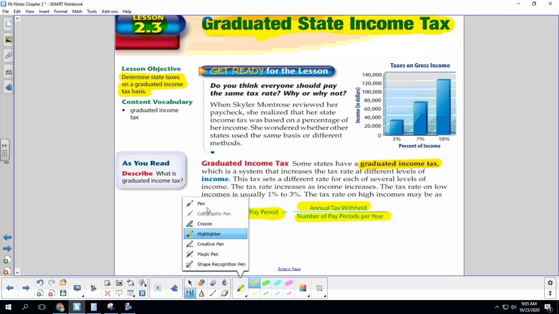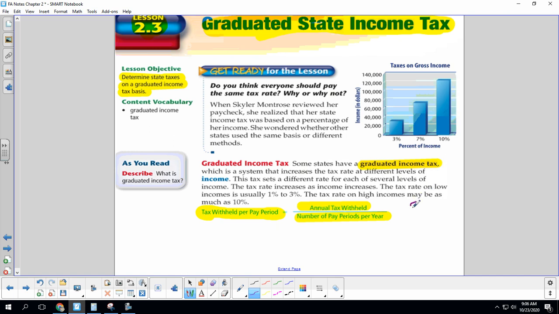So our tax withheld per period is our annual tax withheld divided by the number of pay periods per year. So again, we are visiting that: 52 weekly, 26 biweekly, 12 monthly, and 24 semi-monthly. So that's what's going to go on the bottom. If you don't have these written down, you definitely need them as reference because they're going to be important.